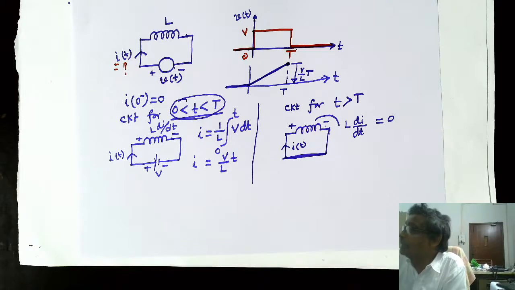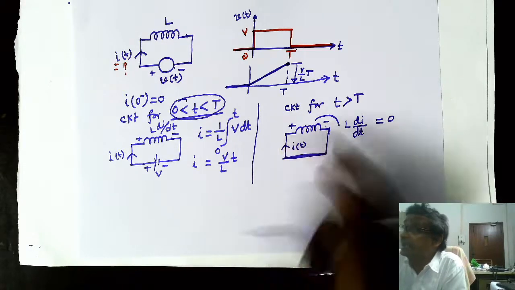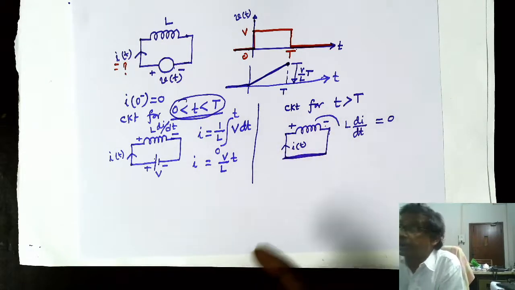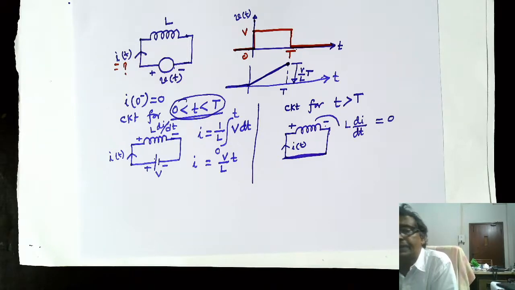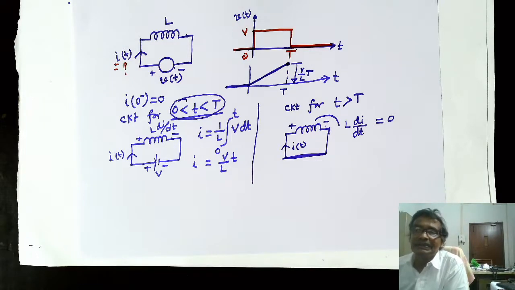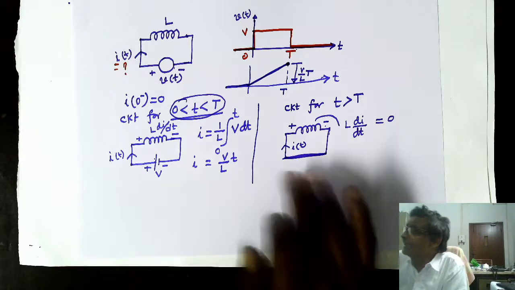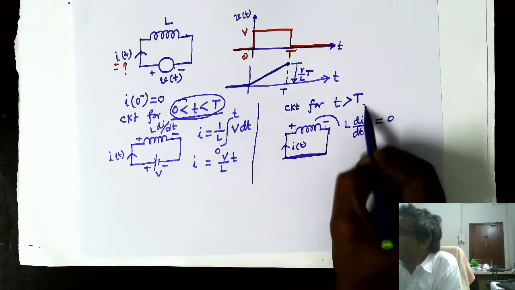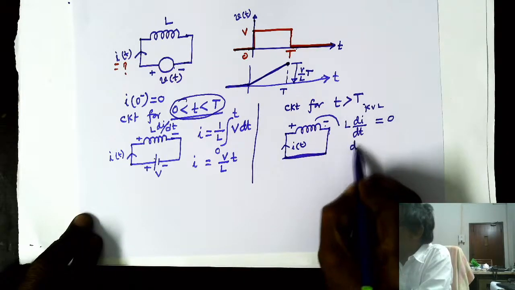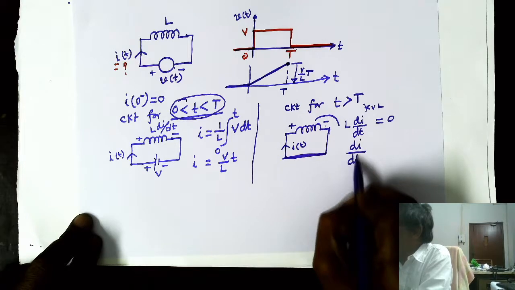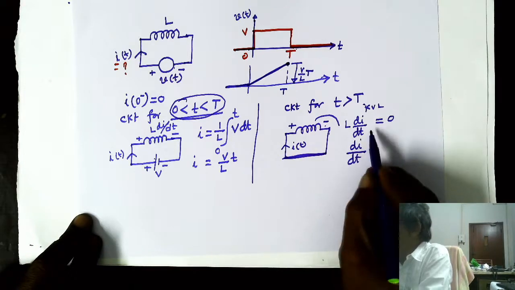Total EMF acting in any circuit, at all times, must add up to 0. Whether time varying case or constant case, KVL and KCL are so fundamental. At every instant, it will be satisfied. Therefore, L di/dt equals 0, I apply KVL. This is the KVL, and from this I conclude that di/dt is 0.